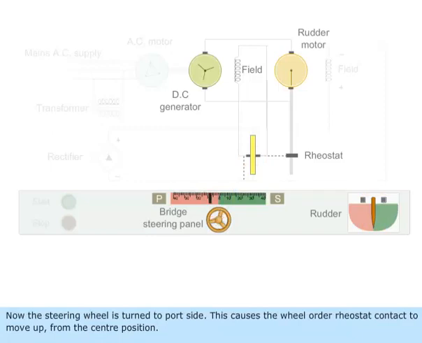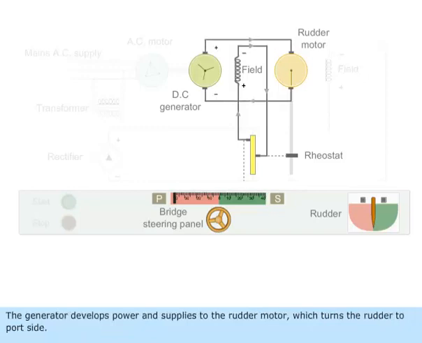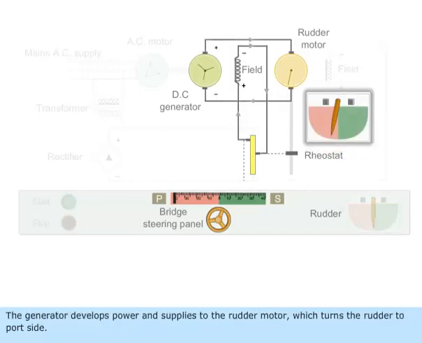Now the steering wheel is turned to port side. This causes the wheel order rheostat contact to move up from the center position. Due to the difference in voltages between the two contacts, the current will flow through the generator field coil. The generator develops power and supplies it to the rudder motor, which turns the rudder to port side.